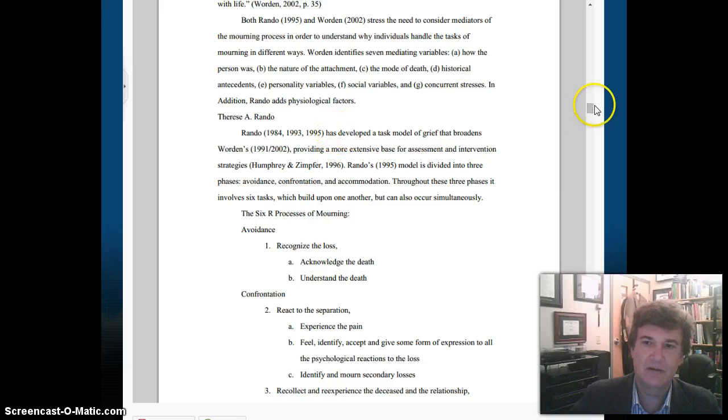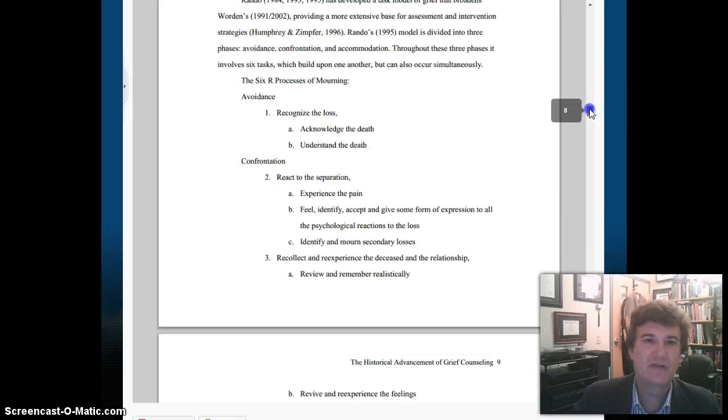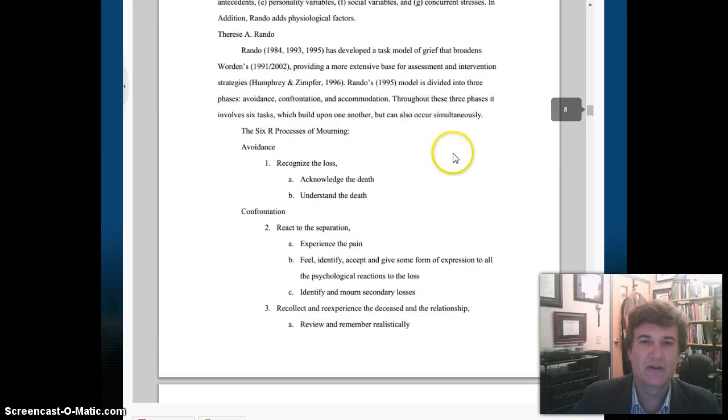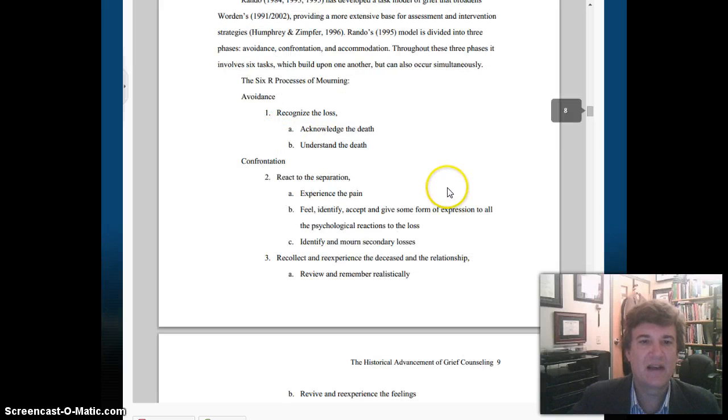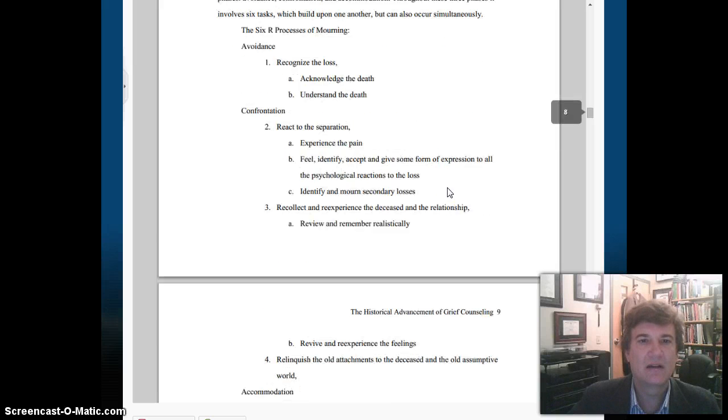So let's look at Rando. I believe she is one of the most advanced grief and loss theories. And we have the 6R processes of mourning. Avoidance. Recognize the loss. Acknowledge the death and understand the death. Very similar to Warden. Confrontation. React to the separation. We experience the pain. We feel, identify, and accept, and give some form of expression to all the psychological reactions. And we identify and mourn secondary losses.